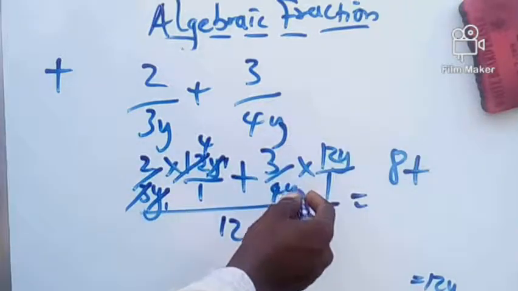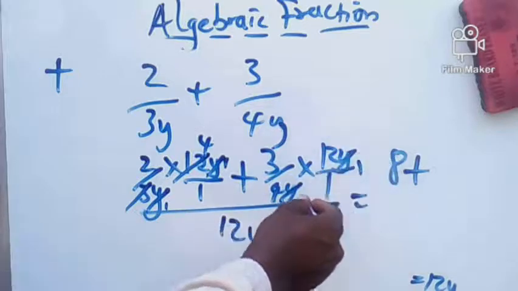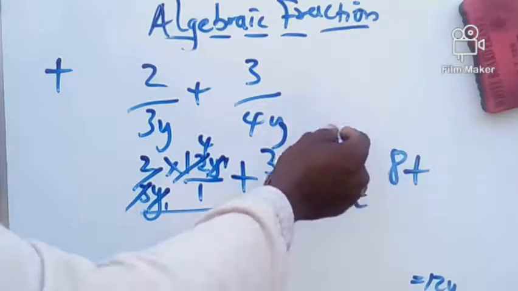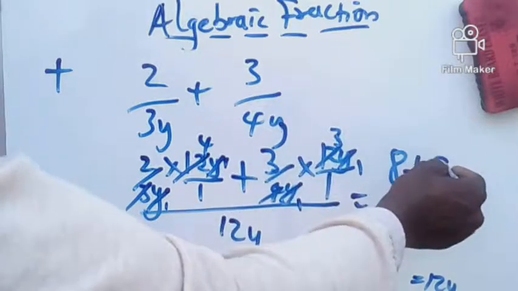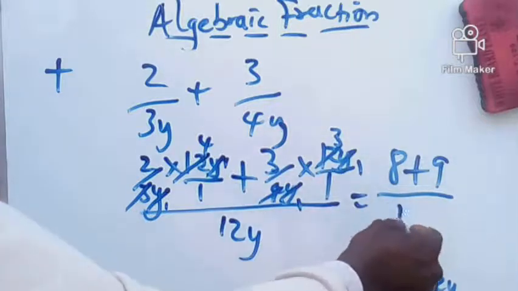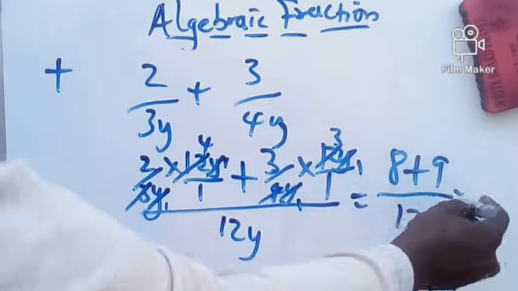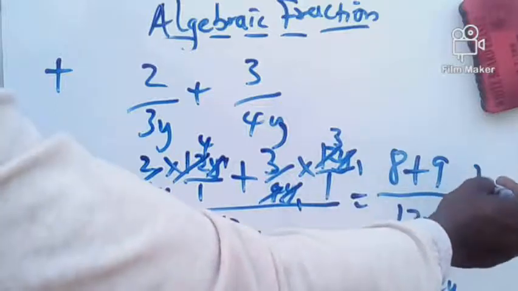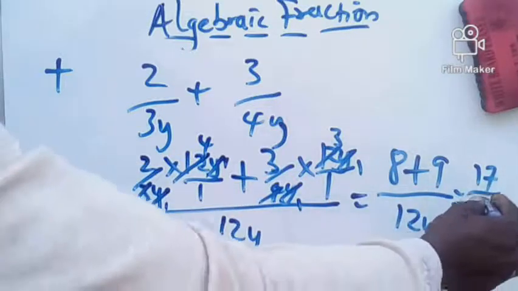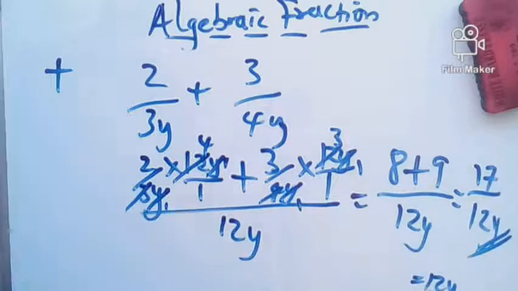Then we go ahead with the next number. Y takes care of y, that is 1, 1. 4 can cancel 12, you have 3. 3 times 3 is what? 9. 9 divided by what? 12y. And this is equal to 8 plus 9, which will give you what? 17 divided by what? 12y. And that is the answer.